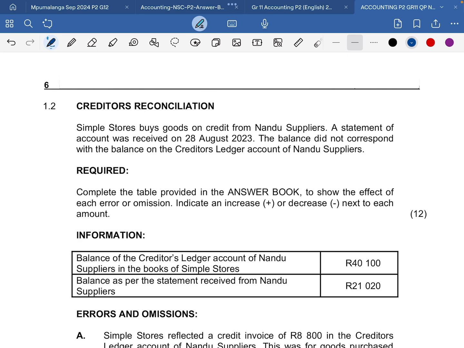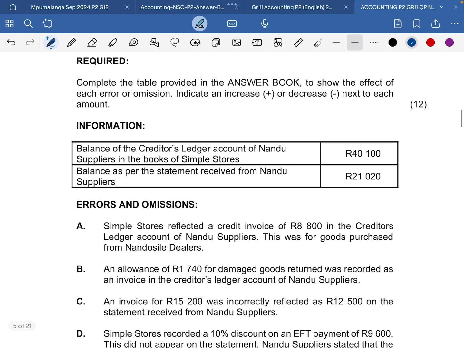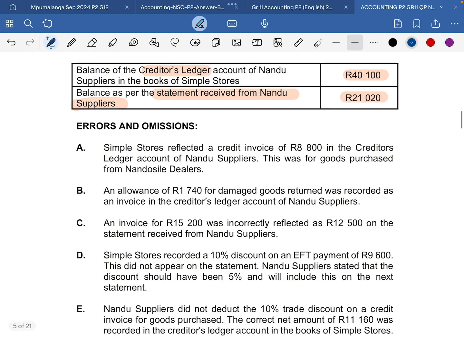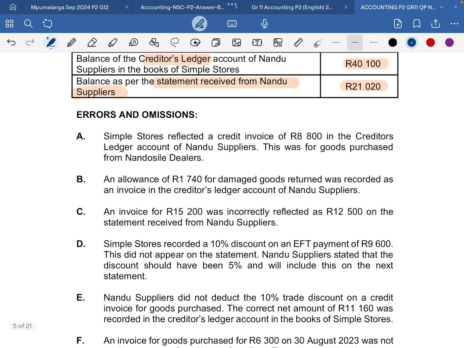Then we're going to complete the table provided, and we need to show the effect of each error or omission, and we're going to indicate an increase with a plus or a decrease with a minus next to each amount. So we're given the balances here in the information. We're given the creditors ledger balance of 40,100. Then we're given the balance as per the statement received from Nandu Supplies as 21,020. Right, so now we're going to get onto these errors and omissions and see what we need to do.